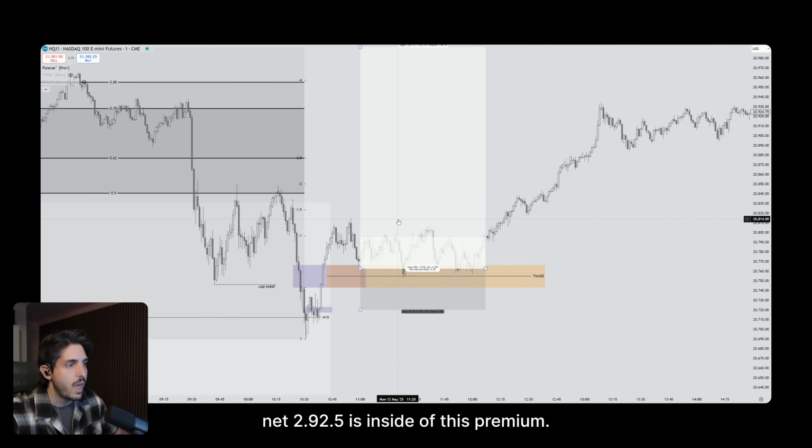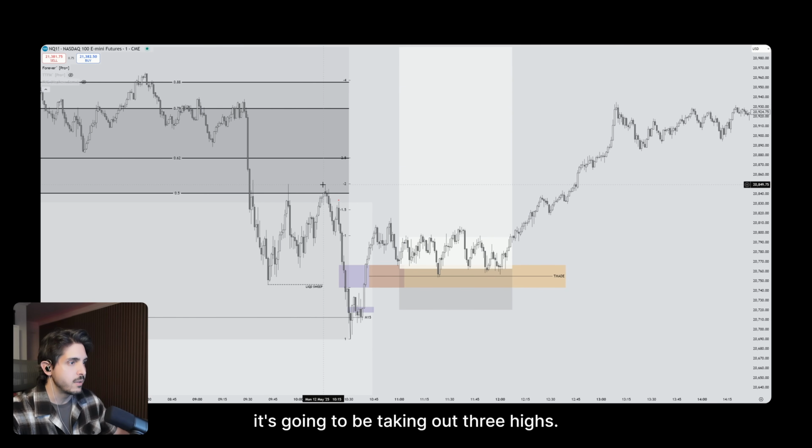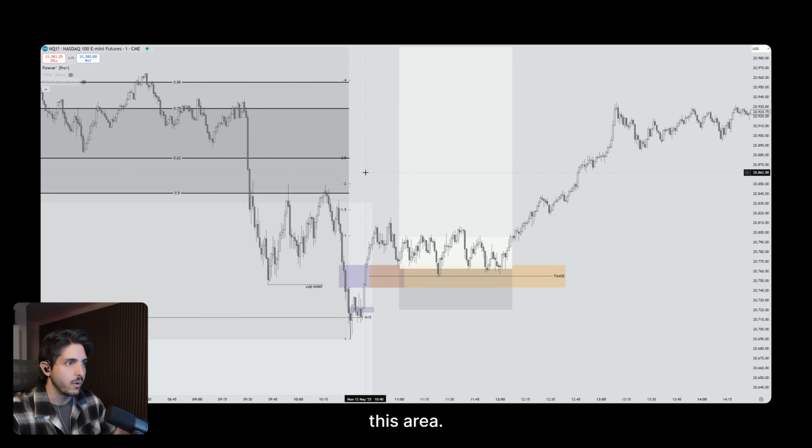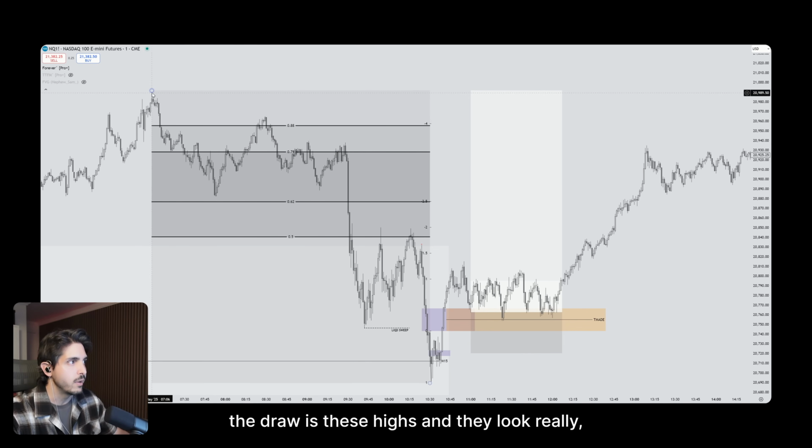So -2, -2.5 is inside of this premium, right? And it's going to be taking out 3 highs. Okay, so I'm going to look to see how price reacts in this area. But for me, the draw is these highs, and they look really, really clean, right?